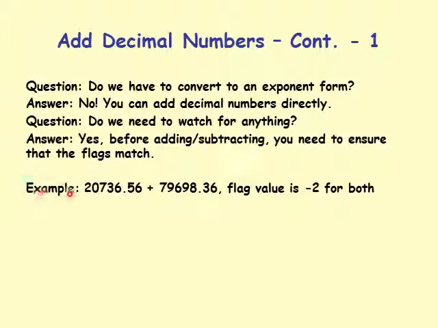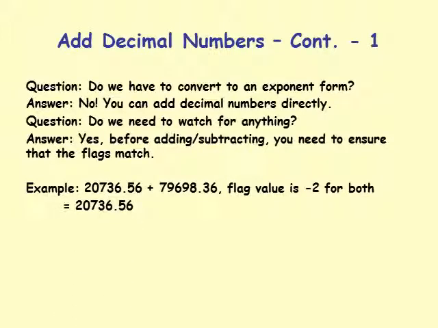So let's look in here. It's 20736.56 plus 79698.36. The flag value is minus 2 for this monomial, this term, and also for the second term. One operand has flag value minus 2, with 2 digits to the right of the decimal point, and the other one also has a flag value of minus 2. Flags do match.